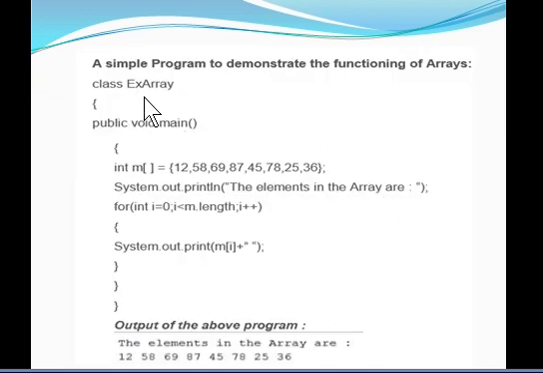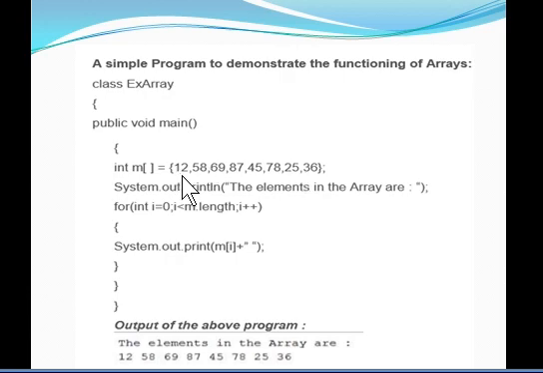I have taken a class and in it I have declared a method main. I am declaring an array within the main method of integer type, and I am initializing the values to it. Now I am writing System.out.println, the elements of the array are. That means I am going to display the elements of the array using the loop. The loop goes from i equal to 0, i less than m.length. Now m.length is automatically going to find the total number of elements in it.